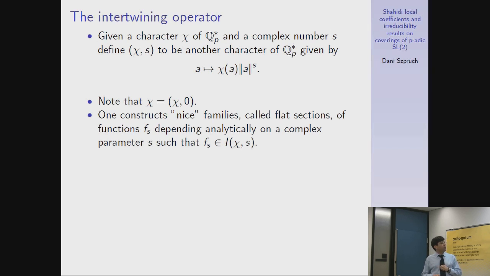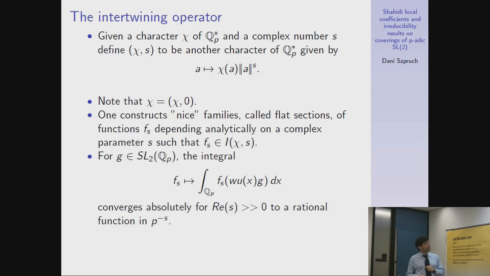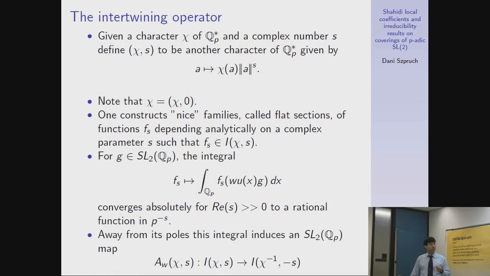One constructs families of nice functions called flat sections, such that for each s, f_s lies in I(chi_s). And then we actually introduce this integral. This integral converges whenever it converges. And in fact, it converges to a rational function in p to the minus s. So we can take a meromorphic extension. And away from the poles, this integral induces an SL2(Qp) map. Okay? So here is the intertwining operator we wanted.